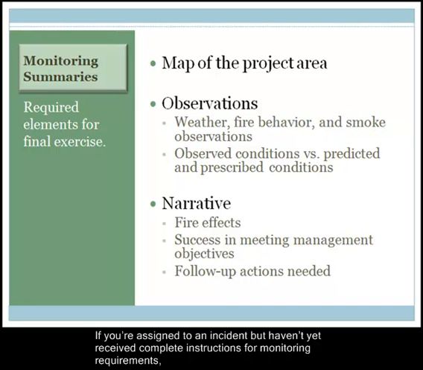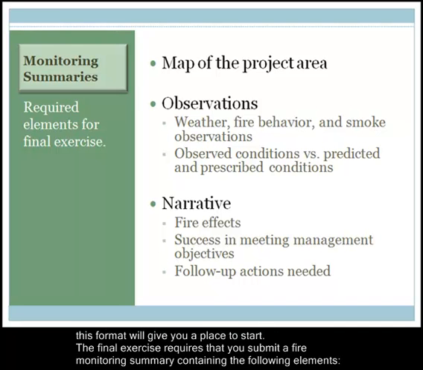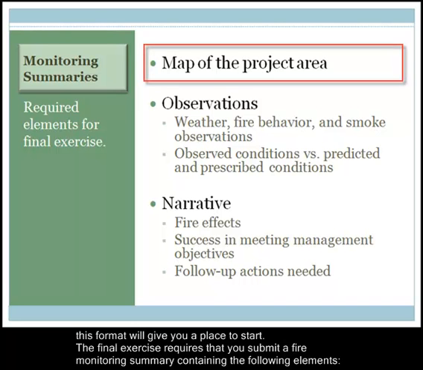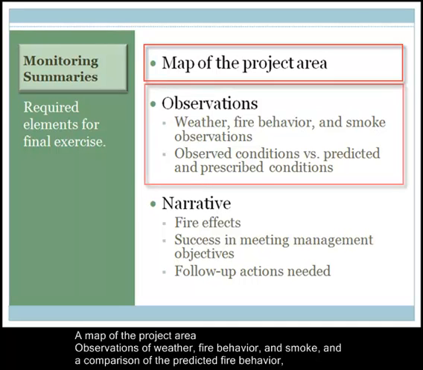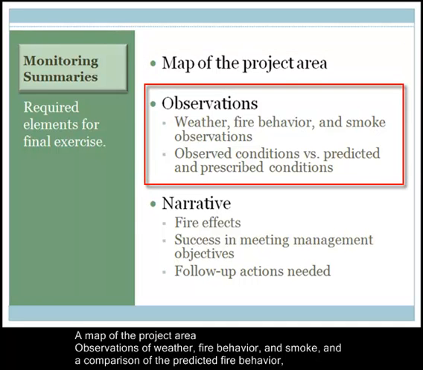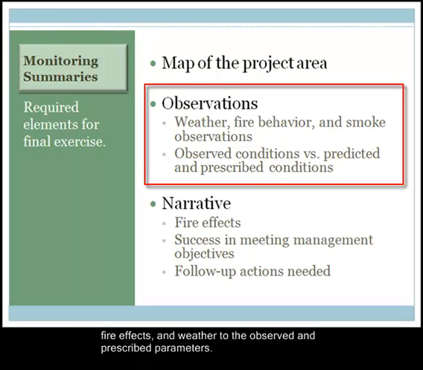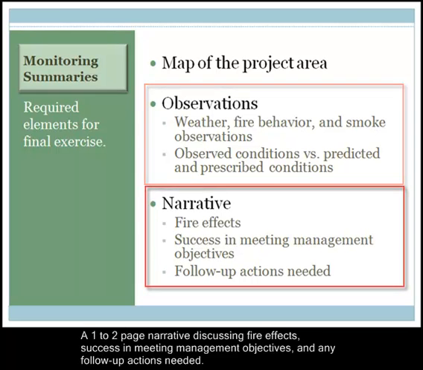If you're assigned to an incident but haven't yet received complete instructions for monitoring requirements, this format will give you a place to start. The final exercise requires that you submit a fire monitoring summary containing the following elements: a map of the project area, observations of weather, fire behavior, and smoke, and a comparison of the predicted fire behavior, fire effects, and weather to the observed and prescribed parameters, a 1 to 2 page narrative discussing fire effects, success in meeting management objectives, and any follow-up actions needed.